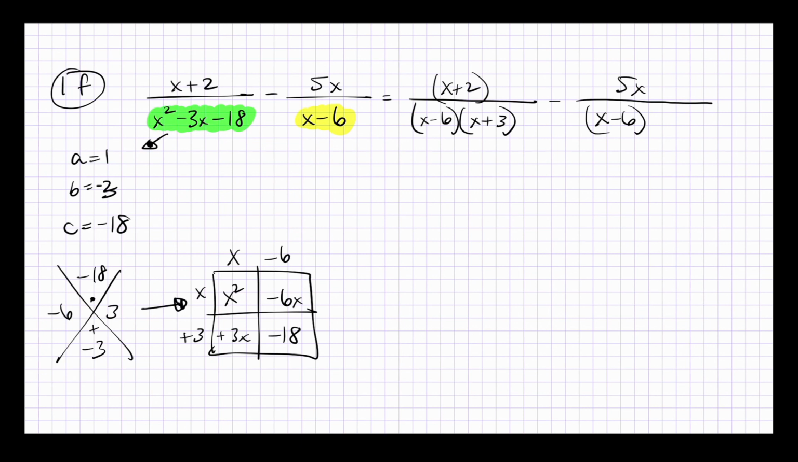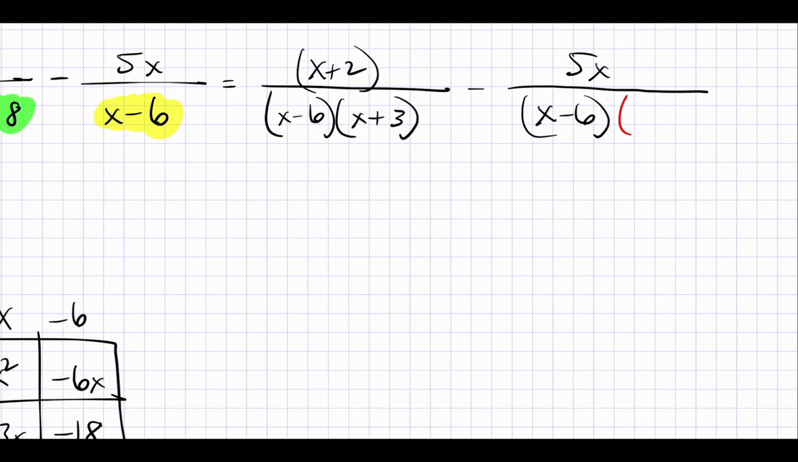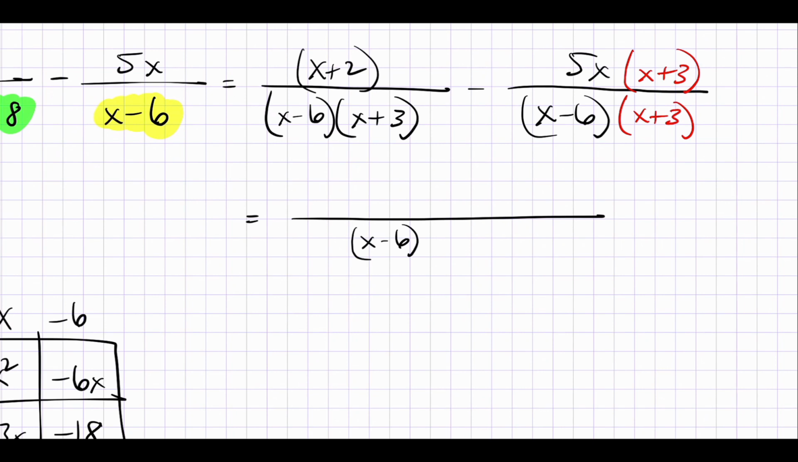Okay, so I factored the denominators. The first one was a trinomial, green. Second one, the yellow, is a binomial already, so I didn't need to do anything there. Okay, step one done. Step two, what are they missing? Well, this guy's missing an x plus 3. So this one needs an x plus 3. Okay. So I get an x minus 6, an x plus 3.